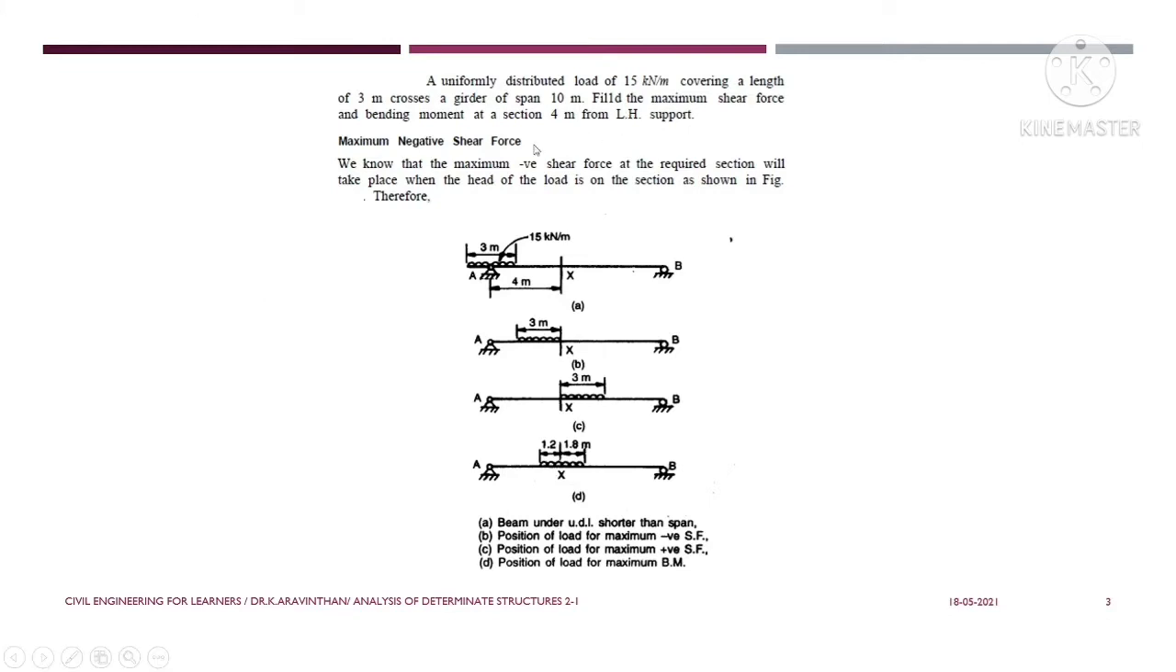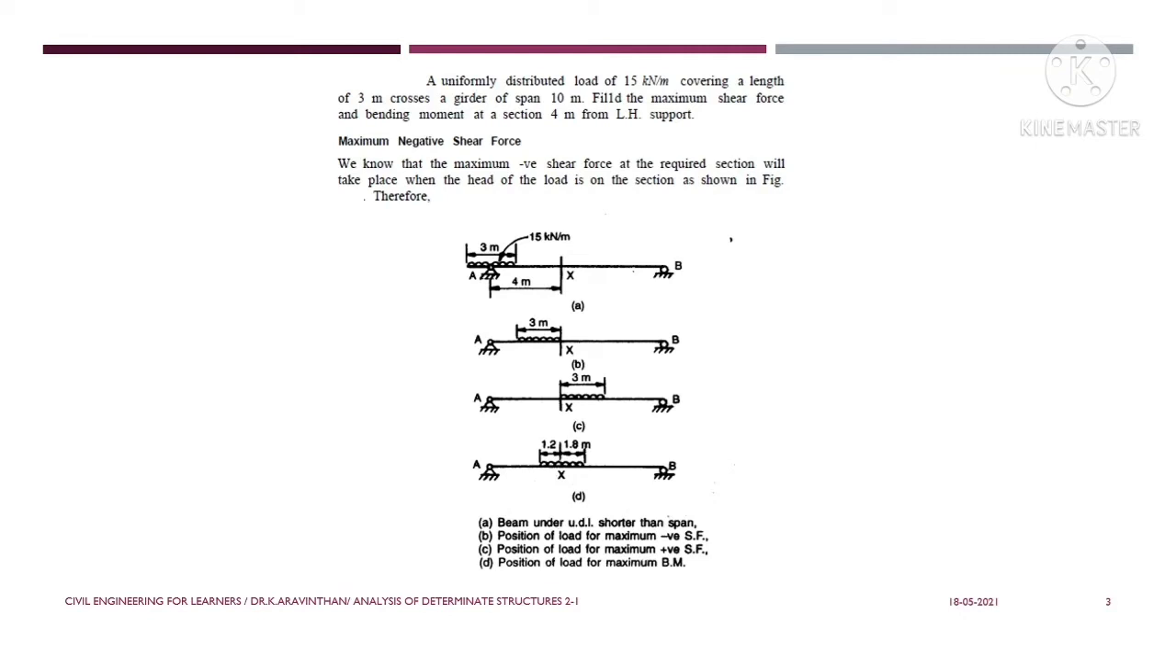So let us come to this. In this problem, let us understand this concept by using this problem. Now a uniformly distributed load of 15 kilonewton per meter. This is the uniformly distributed load, which is 15 kilonewton per meter. This is the case of a tanker, a military tank. A military tank has a wheel load which is uniformly distributed.